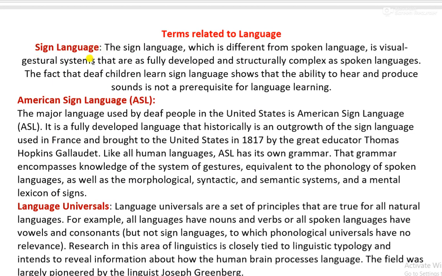Sign language. The sign language, which is different from spoken language, is a visual gestural system that is as fully developed and structurally complex as spoken languages. The fact that deaf children learn sign language shows that the ability to hear and produce sounds is not a prerequisite for language learning.